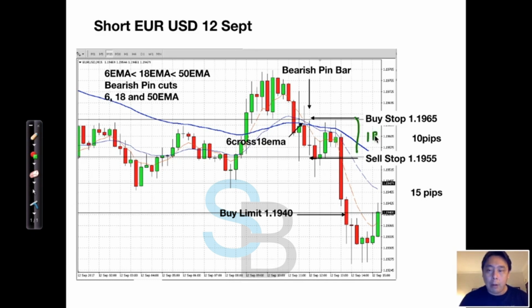So I take 1 hour multiplied by 1.5, that's 15 pips. So 1955 minus 15, I get 1940. That would be my target price. So entry price, stop loss, target price, bracket order, place all 3 at once in there.